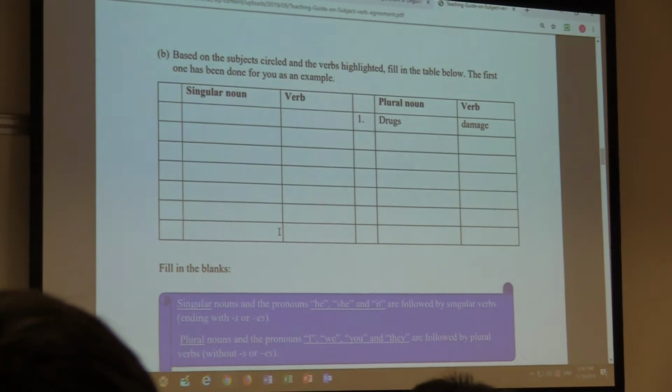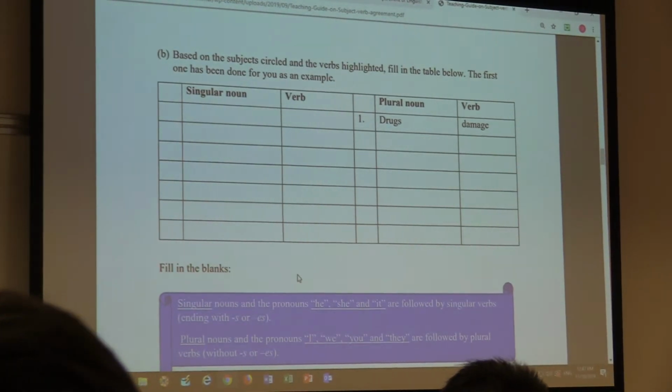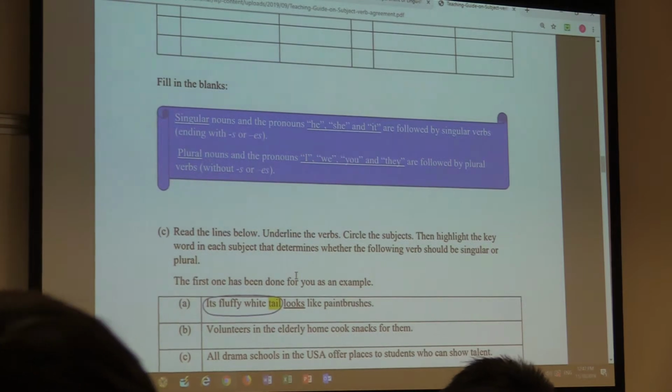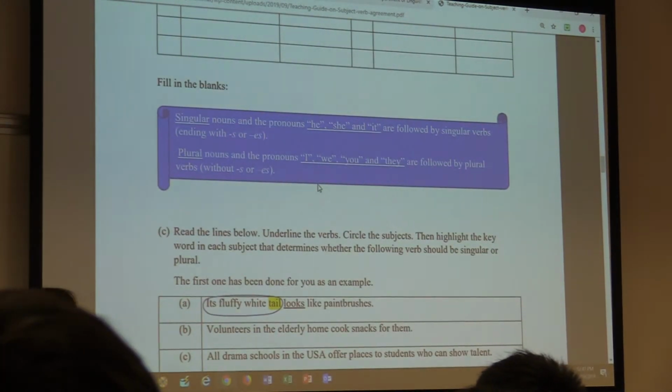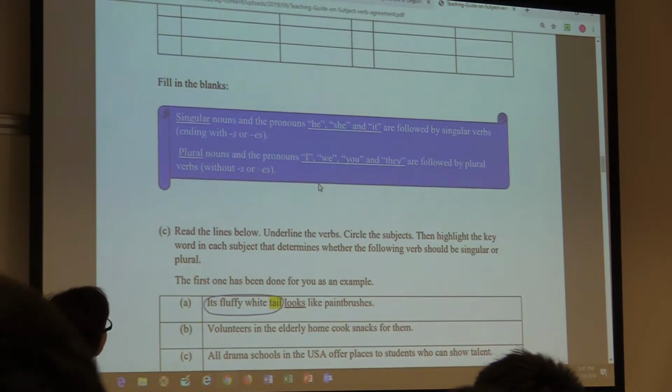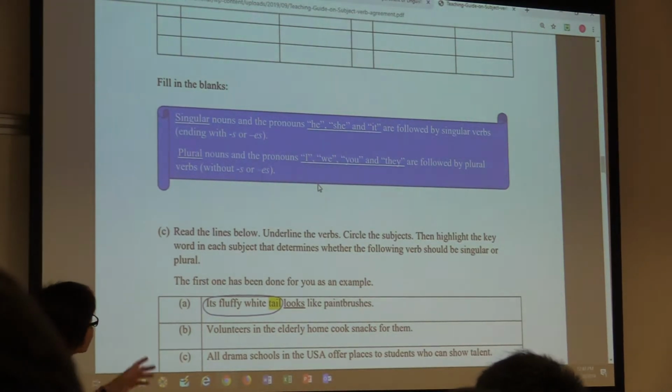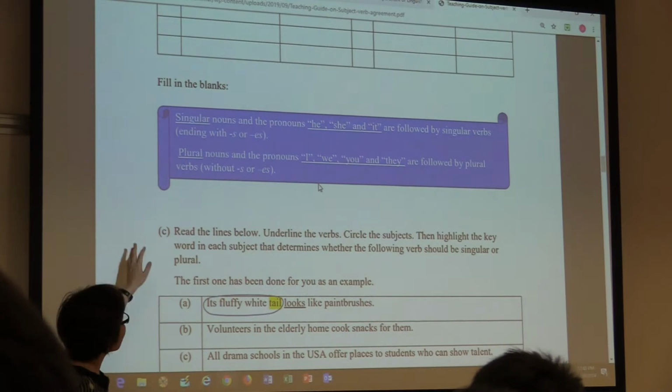Then after they have completed the table, they can come to this conclusion, right? The conclusion: singular nouns and the pronouns he, she, and it are followed by singular verbs, ending with s or es, and so on. So that one is simpler.